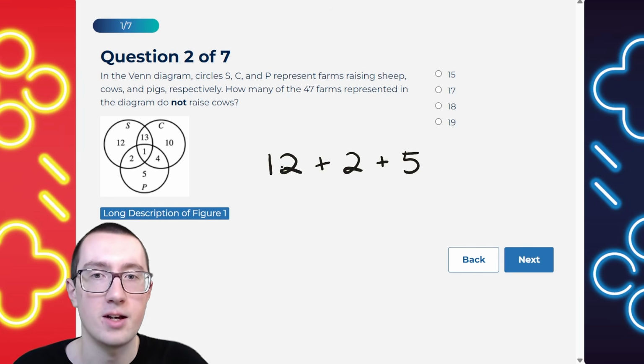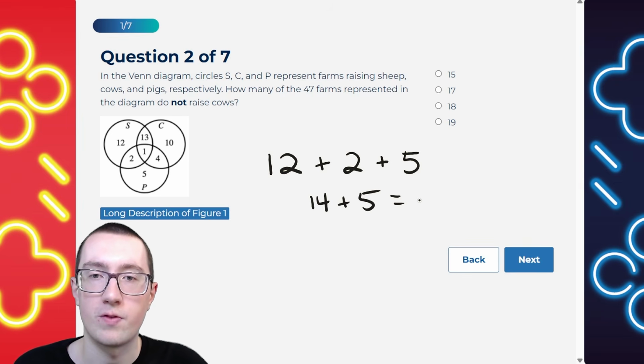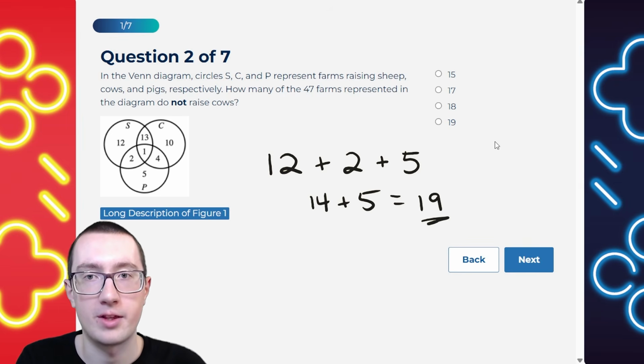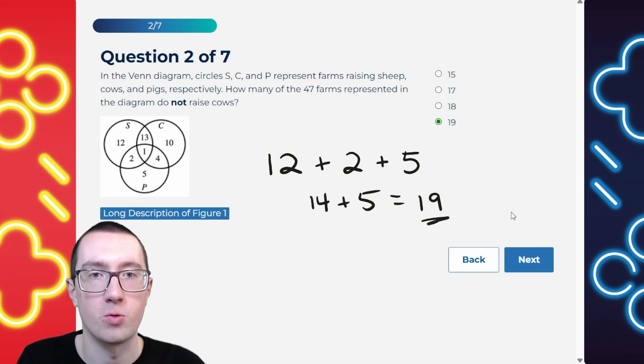So let's just add these together. 12 plus 2 is 14, and 14 plus 5 is 19. So it looks like there are 19 farmers that don't raise cows.